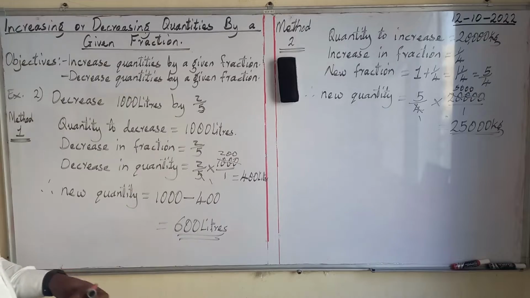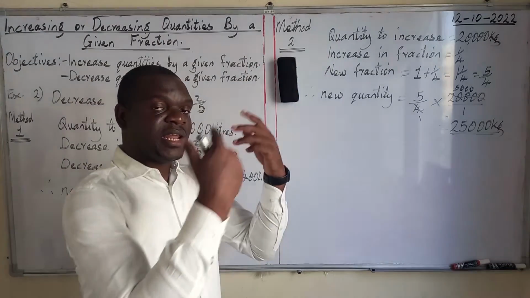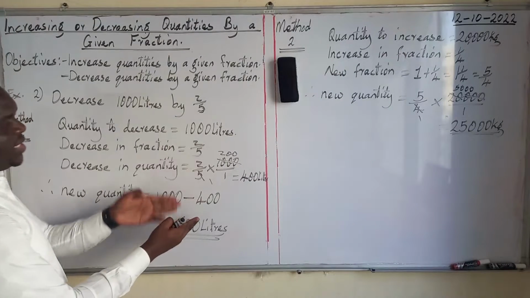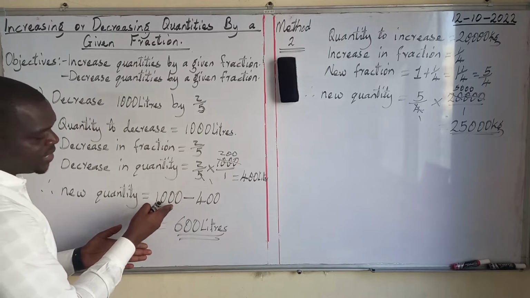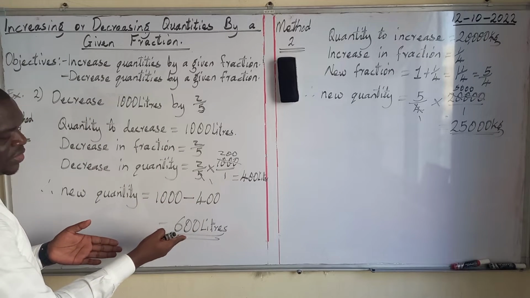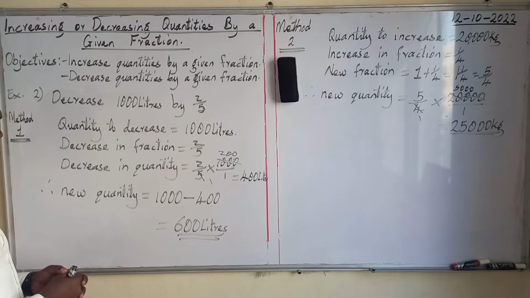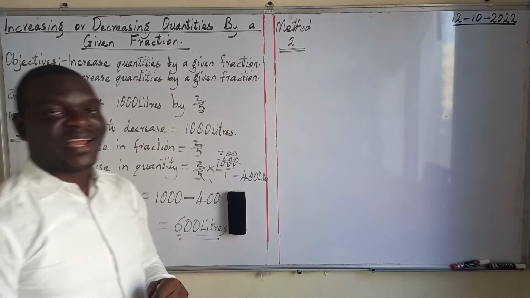We will note here clearly that instead of adding, like in increasing by given fractions, in increasing, we added. In decreasing, we have to subtract the decrease in quantity from the old quantity, and we are going to have our new quantity. That's what we have here. This is method 1. Now let's look at method 2.